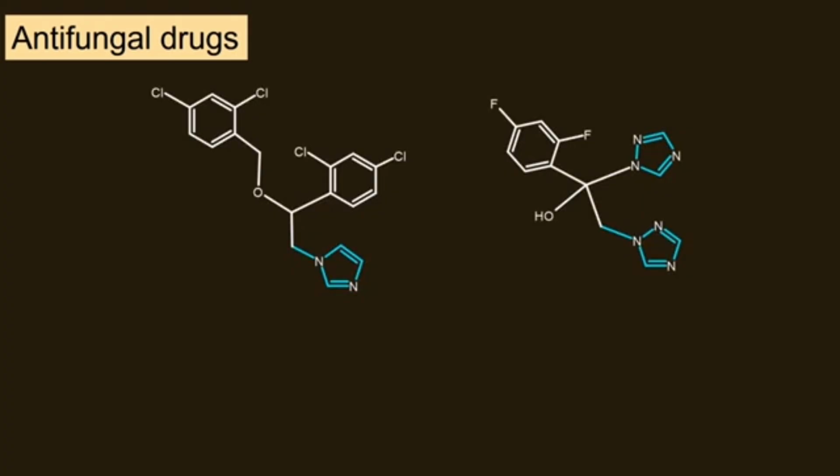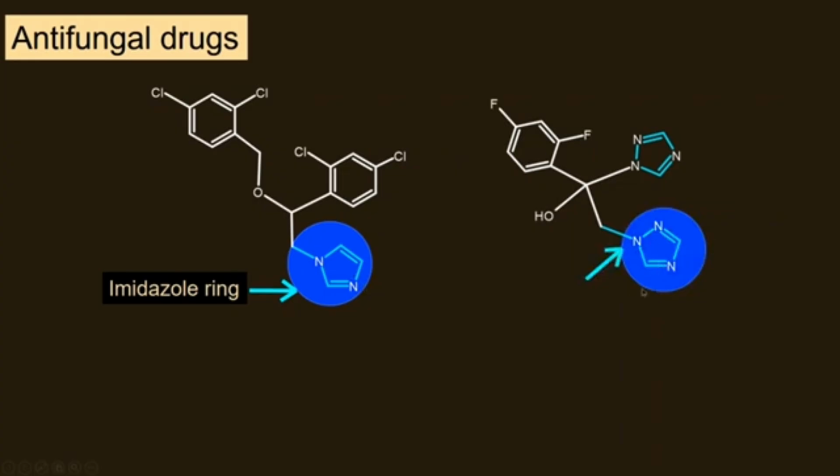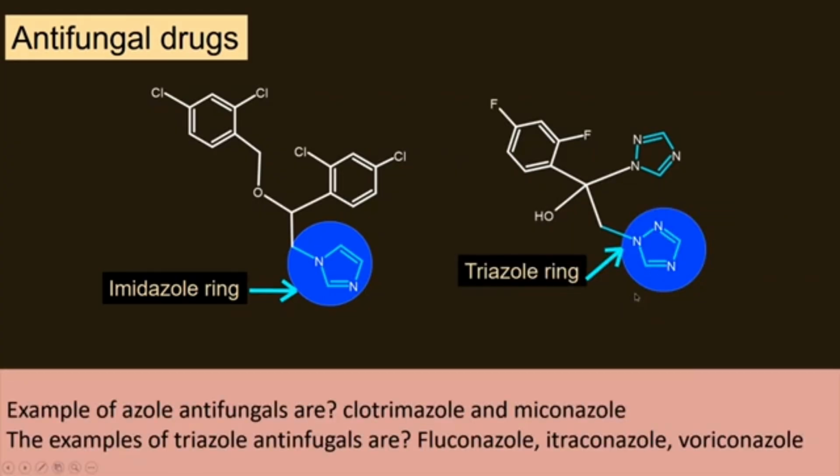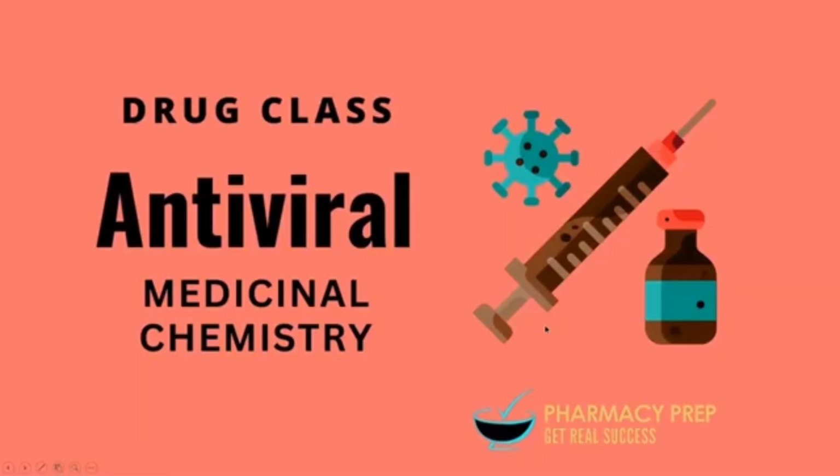Next, we have the antifungal drugs, and there are several classes of antifungals. However, I picked the two major classes here. One is the imidazole ring, which is a ring with 2 nitrogens, whereas the triazole contains 3 nitrogens. These are the two major types of azole antifungals: the imidazoles include clotrimazole and miconazole, whereas the triazoles are fluconazole, itraconazole, and voriconazole. Here we have antiviral medicinal chemistry.